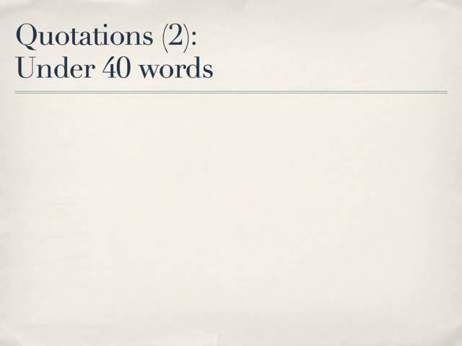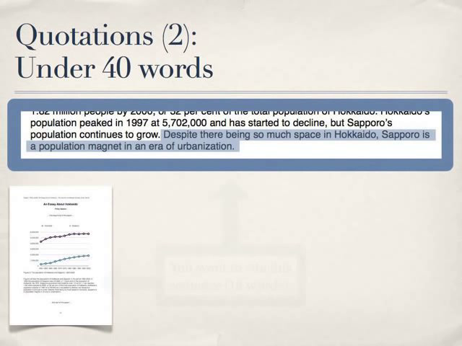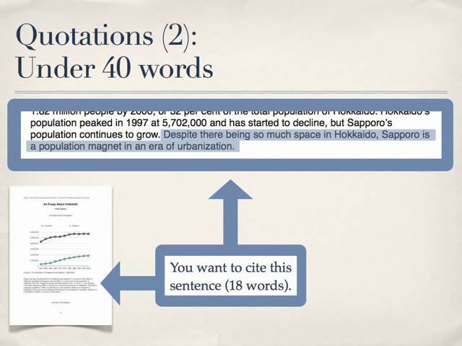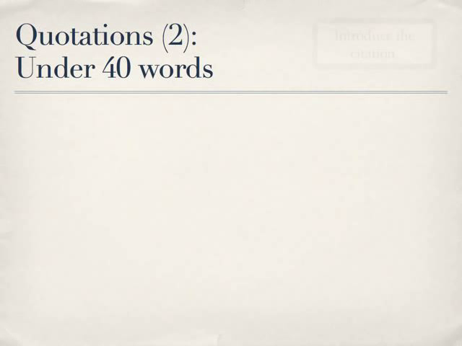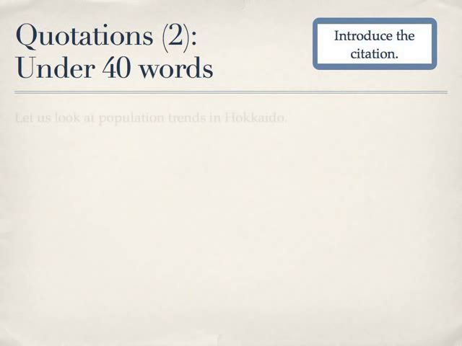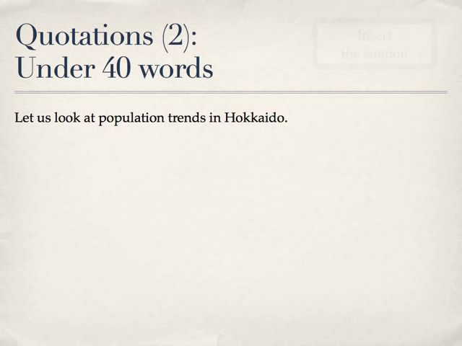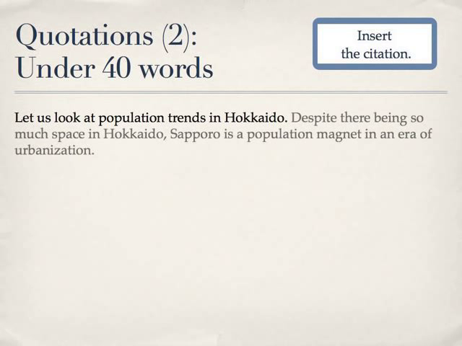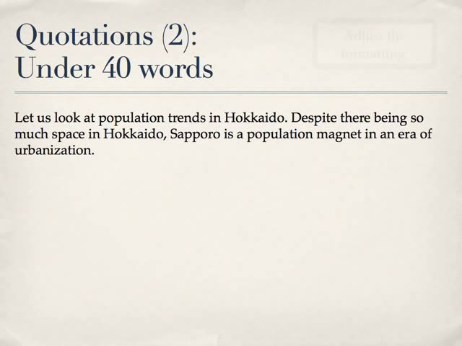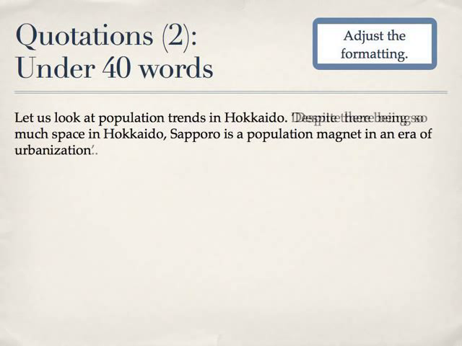Next, let's look at quotations of under 40 words. Let's say you want to cite this sentence. It is 18 words long. First of all, introduce the citation. Then insert the citation. Adjust the formatting by adding inverted commas.